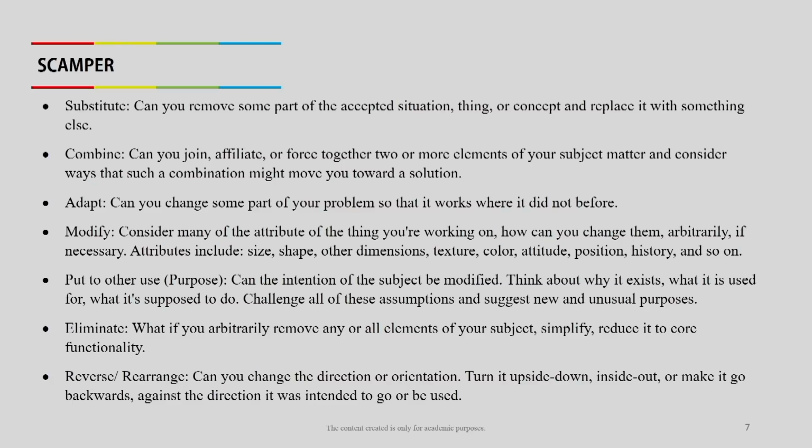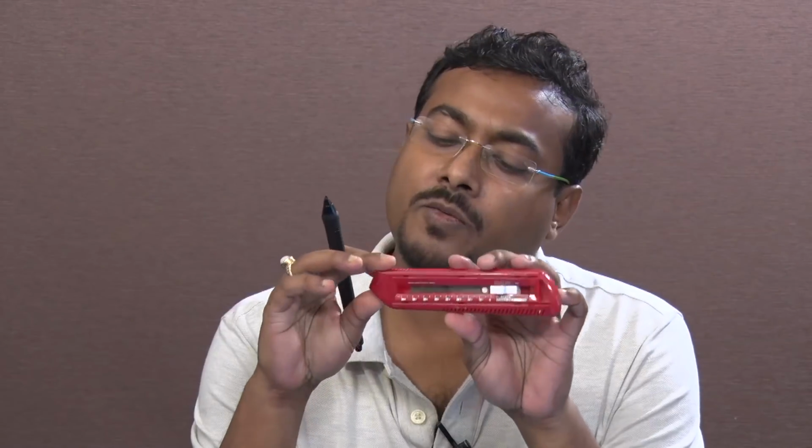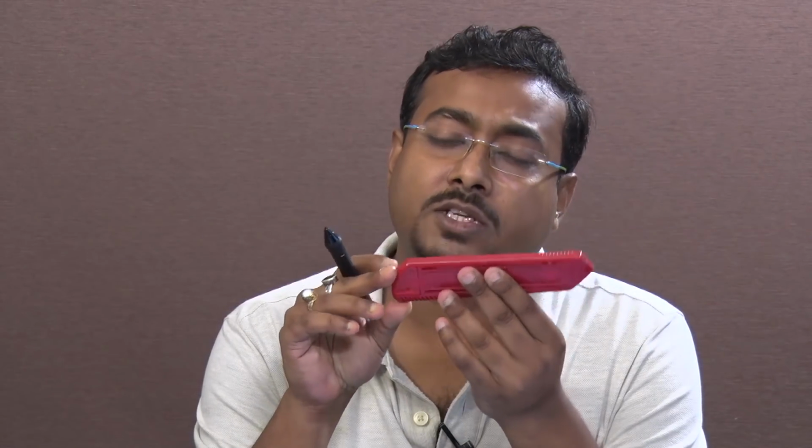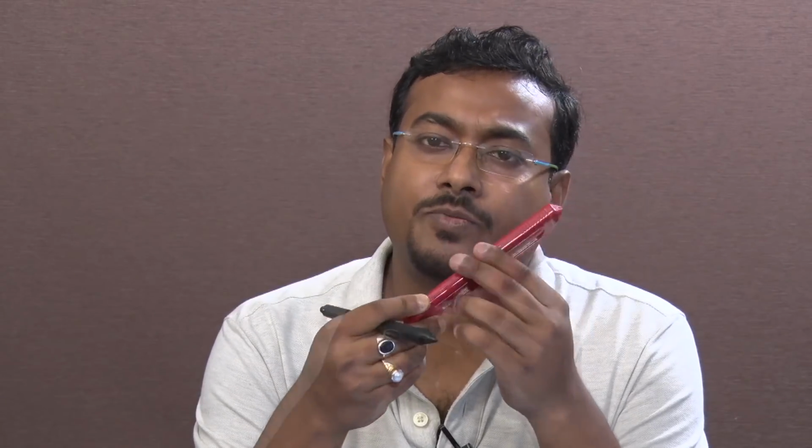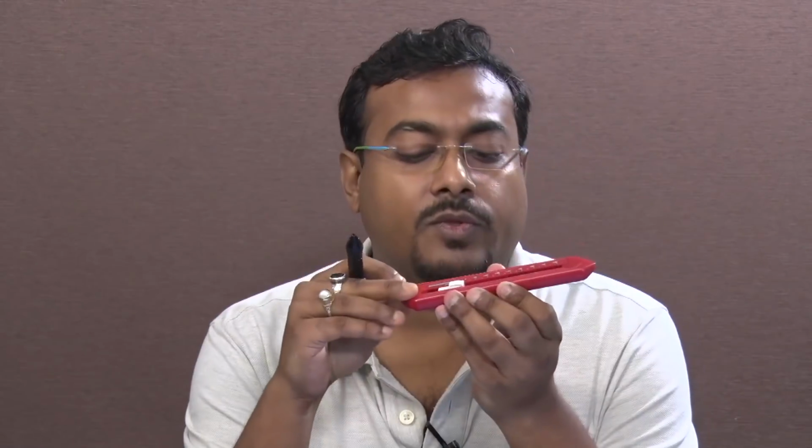Now let us discuss SCAMPER. SCAMPER is an acronym for substitute, combine, adapt, modify or magnify, put to other use, eliminate, and reverse or rearrange. Suppose you have a product, you can think, what if I change this material? It is currently made of plastic. What can be the alternative material? This way, in the substitute phase, you can think for any product.